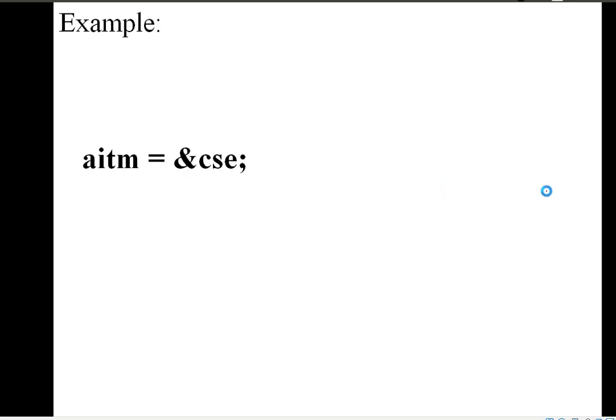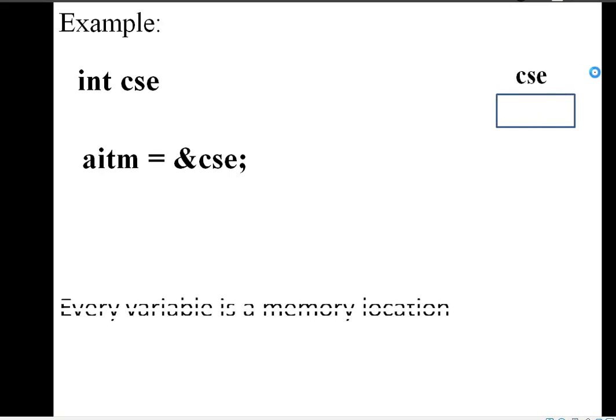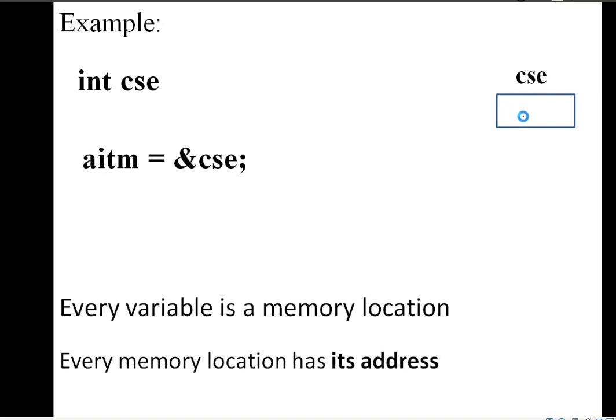Now example: int CSE, a normal variable we are defining. So we have defined int, the memory type, followed by the variable name, that is CSE. Every variable is a memory location, and it has some address. I am considering the address as 200. Next, variable CSE has what value? 5. So 5 is going to be stored in the CSE variable.